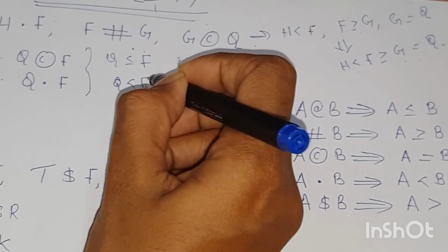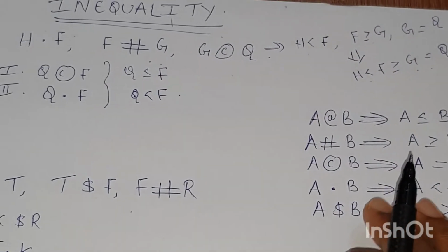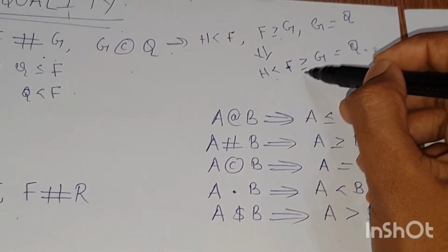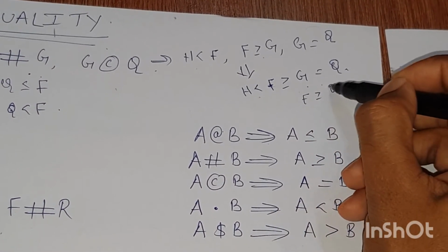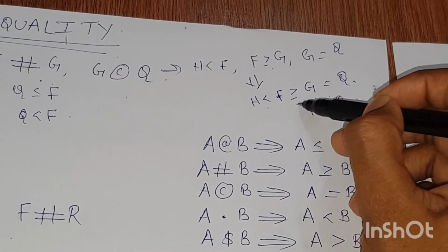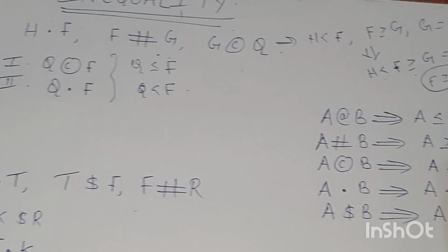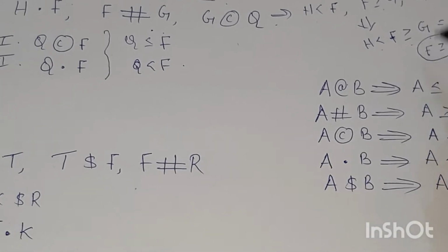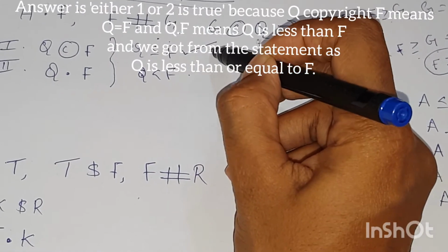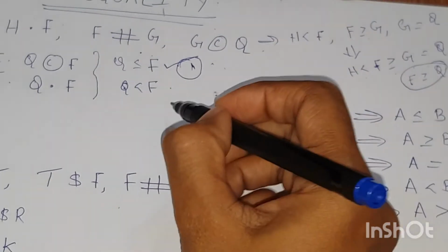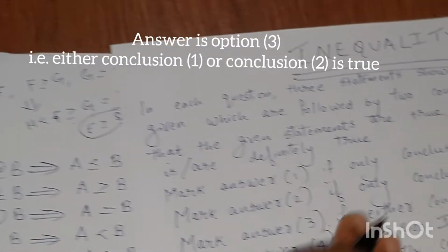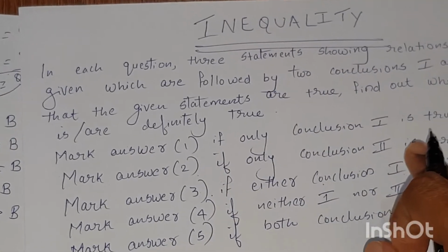Is Q less than F or less than or equal to F? We have to check it. So the relationship between Q and F: F is greater than or equal to G and that G is same as Q. So we can write F is greater than or equal to Q, or Q is less than or equal to F. So Q is less than or equal to F. This one is true. Okay, so the only conclusion true is conclusion 1. So you have to mark answer 1 if only conclusion 1 is true.